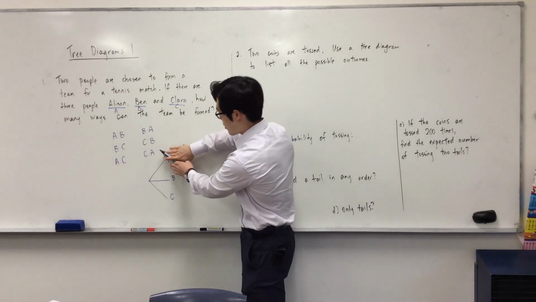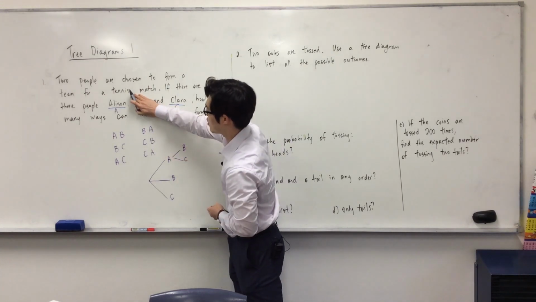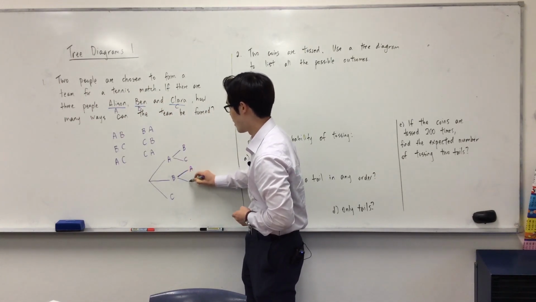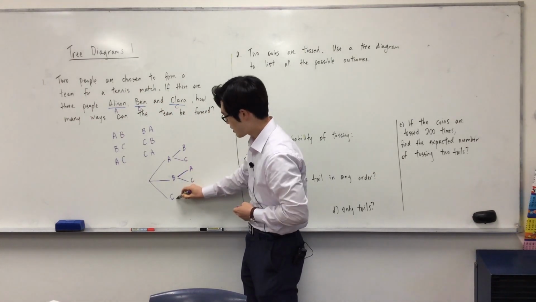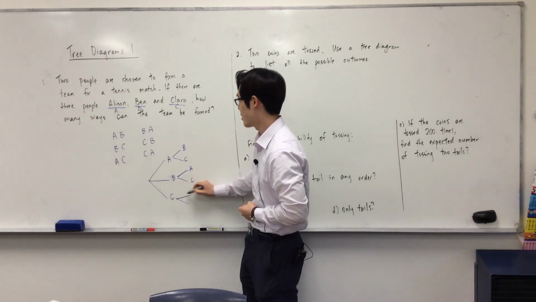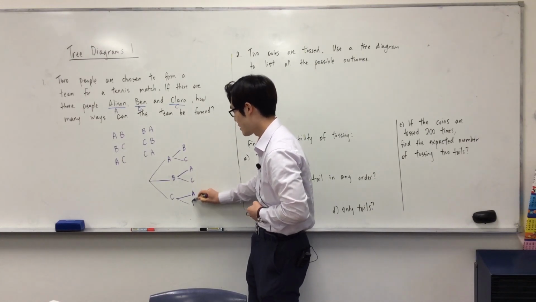Let's say instead my first pick was Ben. If I chose Ben, who do we have left? Alison and Clara. So I have Alison, A, or Clara. Same thing with this one. Let's say my first pick was Clara. Then who do I have available for my second pick? Alison and Ben.